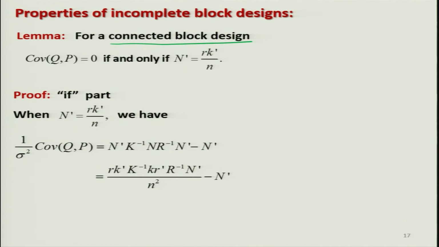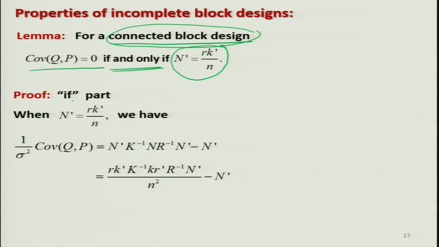Right. So, when we have a connected block design, that means all the elementary contrasts are going to be estimable. Then in that case, the adjusted treatment and adjusted block totals are going to be orthogonal, if this condition holds true, that is, the incidence matrix is expressible in the form of N equal to r k transpose upon n. So, now let us try to have the proof of this result, and after that, everything will become very clear to you.